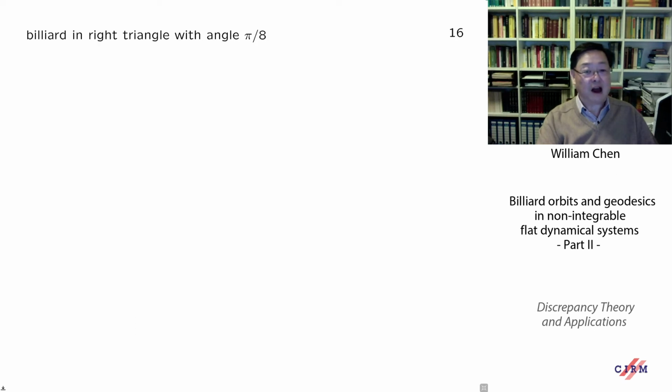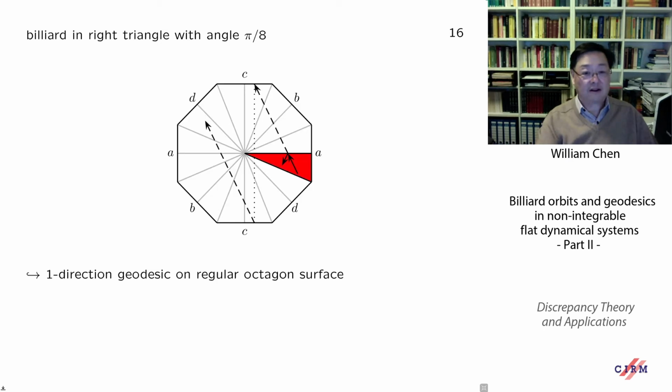Okay, we now move to another rather different question. Let's play billiards in a right triangle with the angle pi over 8. So it looks like this.